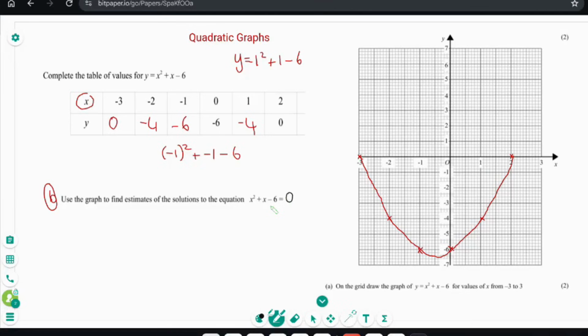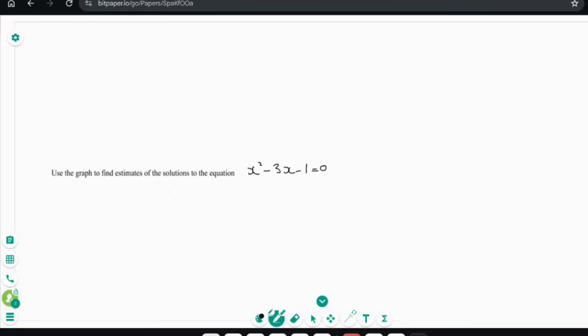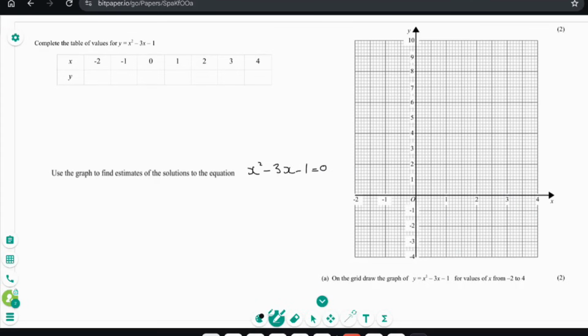So use your graph to find estimates of the solution to the equation x squared plus x minus 6 is equal to 0. So we need to find when the graph's equal to 0, basically. Well, if you look along this line here, the graph's equal to minus 4. It's asking when is the y value 0. So you can see the y value 0 here and here. You can see it from your table as well, really. So it would be x is equal to negative 3 or x is equal to 2. Okay, maybe have a go at this one yourself and see how you get on.